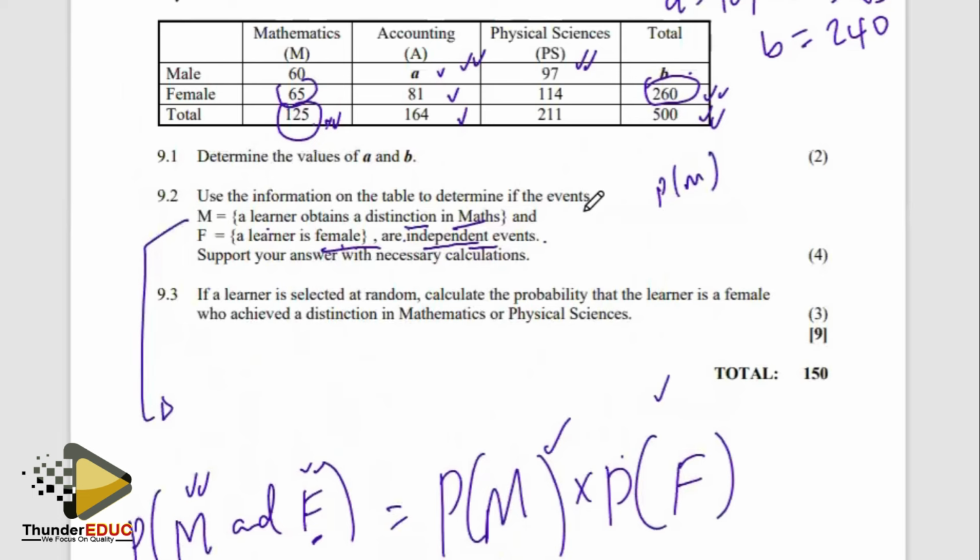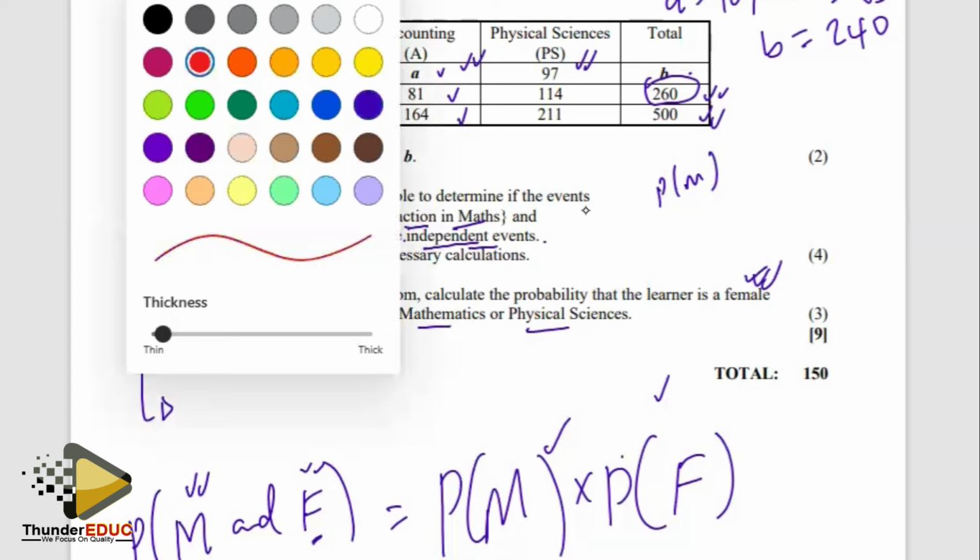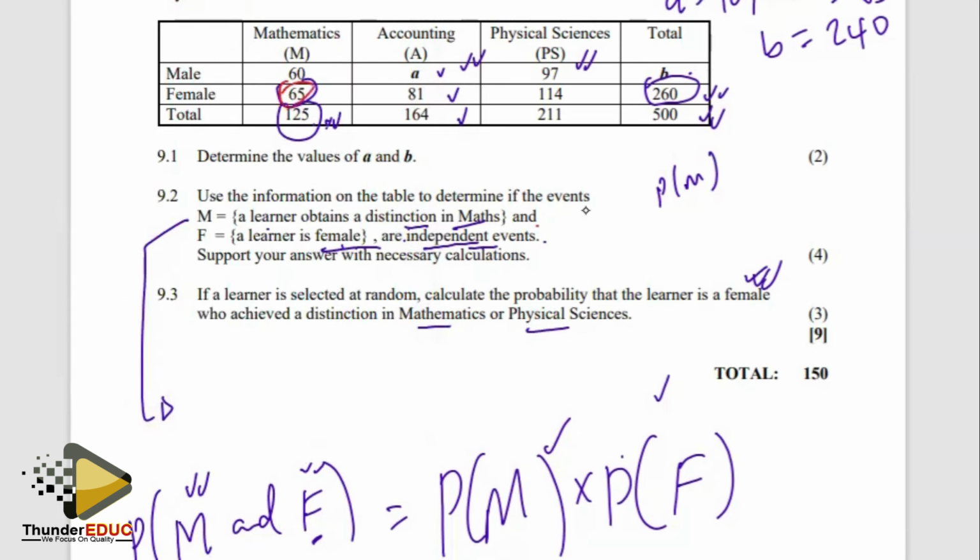All right, the 9.3. If a learner is selected at random, calculate the probability that the learner is a female who achieved a distinction in maths or physical sciences. A learner is a female. Okay, that's the first condition. It has to be a female who obtained a distinction in physical sciences and maths. So how many females obtain distinction in maths? We have 65. In the physical sciences, it's 114.